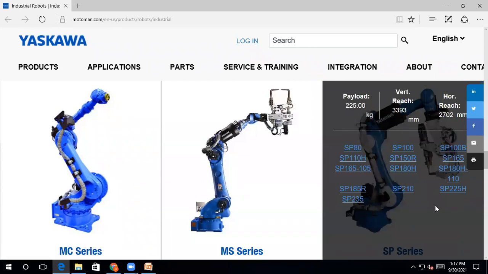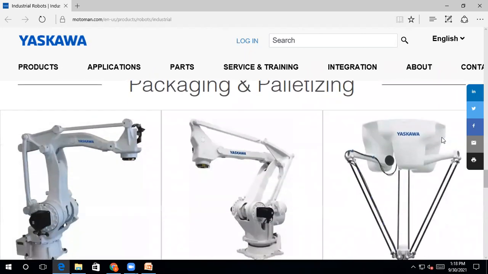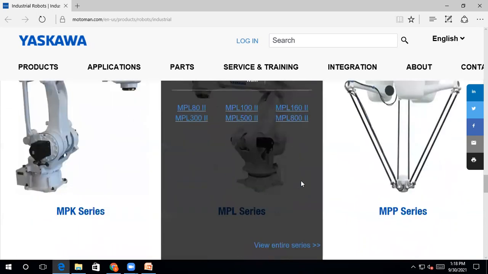Then next is this SP series, the basic robot, that is SP80. Its payload is 80 kg, vertical reach 3751 mm, horizontal reach 2236 mm. Now robots are used for packaging and palletizing operations. These are some of the robots.